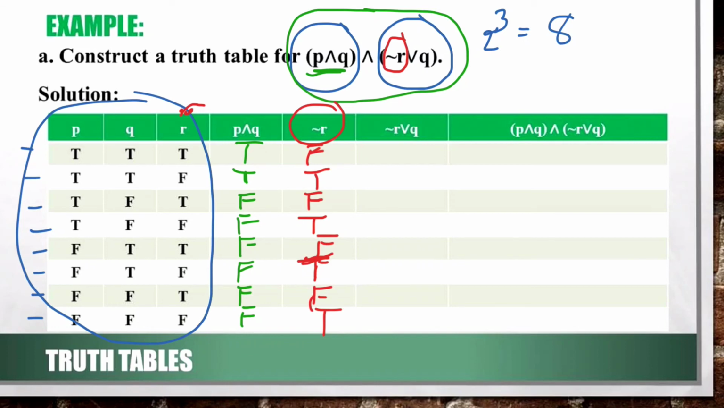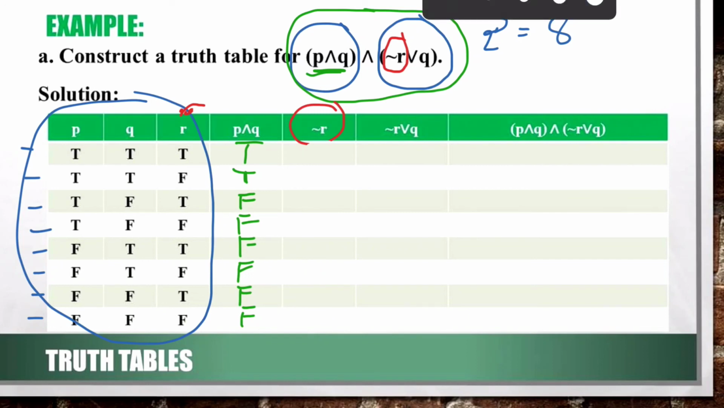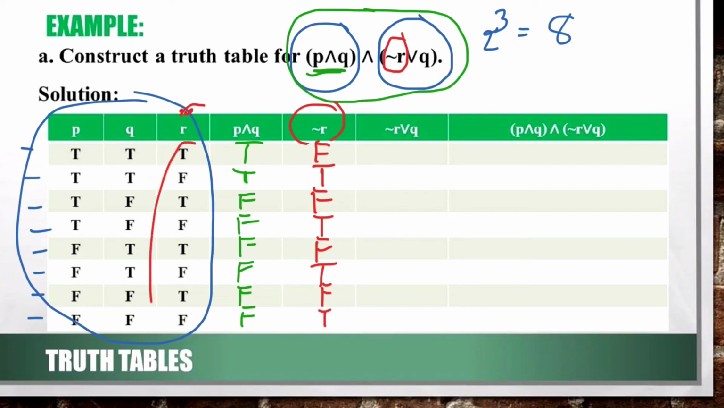Ayusin ko lang to, no? Pangit ng sulat. So, we have here false, true, false, true, false, true, false, true. Kasi etong part na to yung ating hinanapan ng kanyang negation. So, meron na tayong not R or Q. Pwede na natin i-combine tong dalawang ito. Not R or Q.